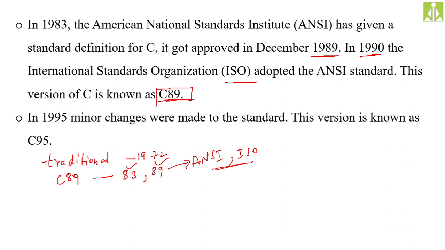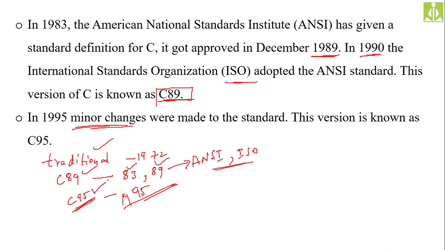Later, some more minor changes were made to C89, in the year 1995, and this version of C is called C95. Remember this: from traditional C we got C89, and now we have C95.